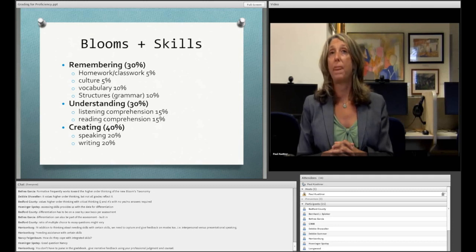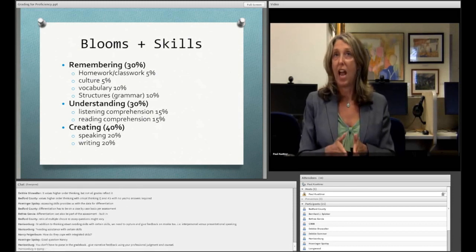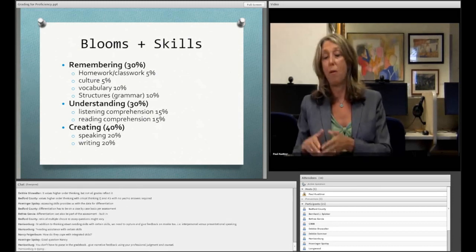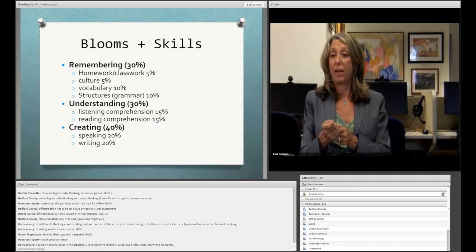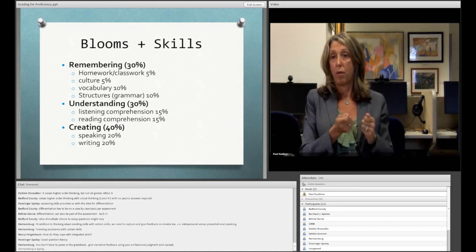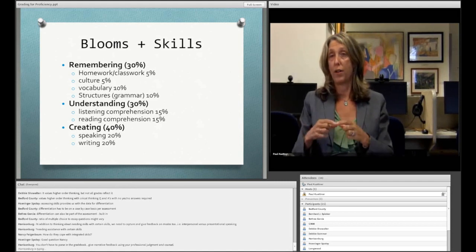And when you have something like a project, let's say you have your students do a project, and there may be a cultural element, and there may be a speaking element, and there may be a writing. You would have to determine how much of each of those particular categories would be.